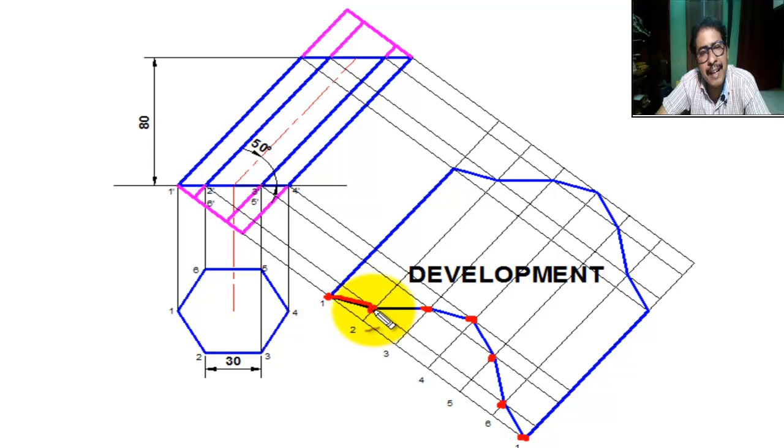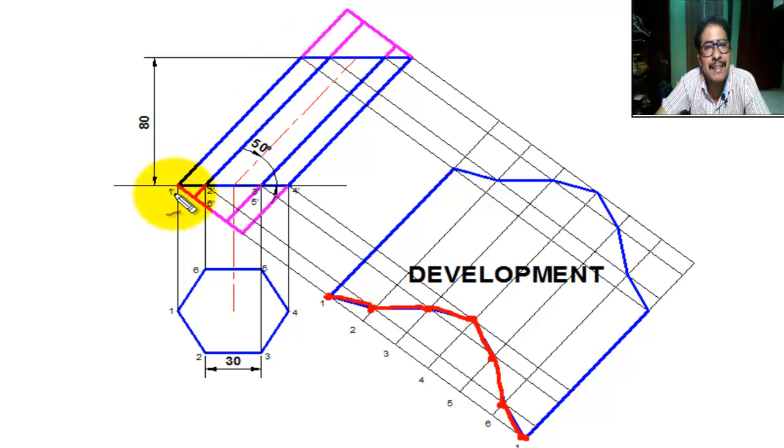Next, join this straight line. This is straight line. Join this line, straight line. Join this line, straight line. Join this straight line. Join this straight line.